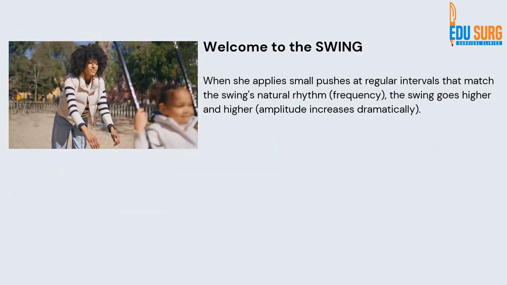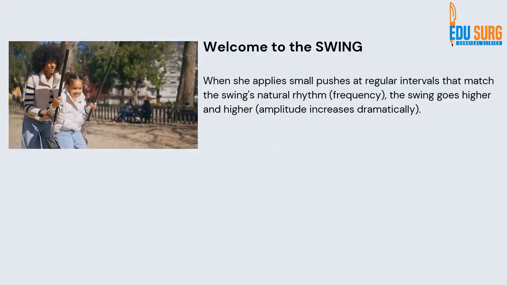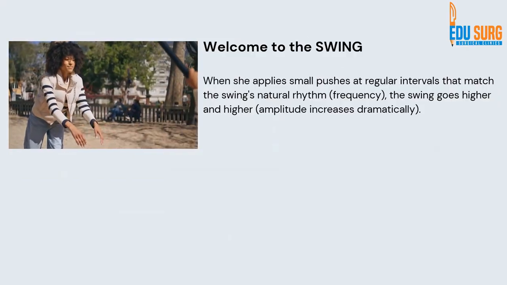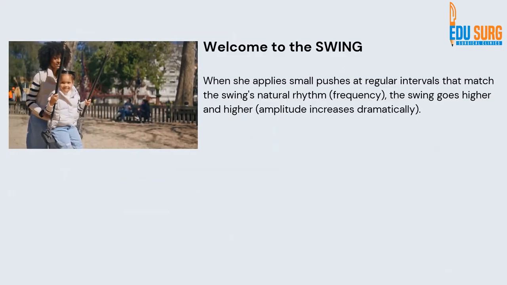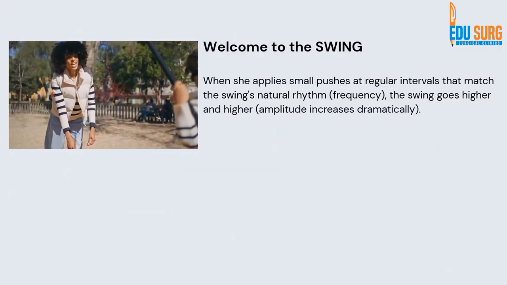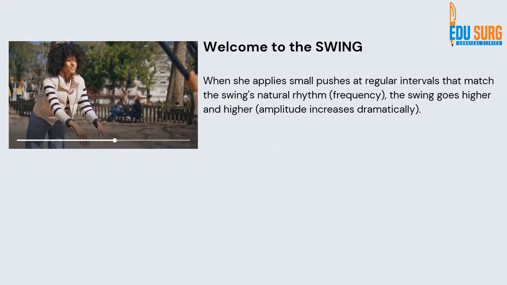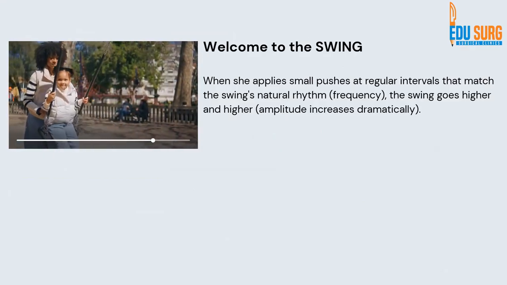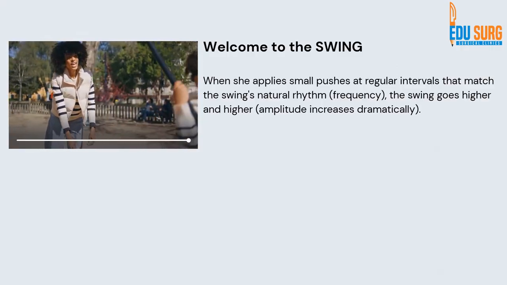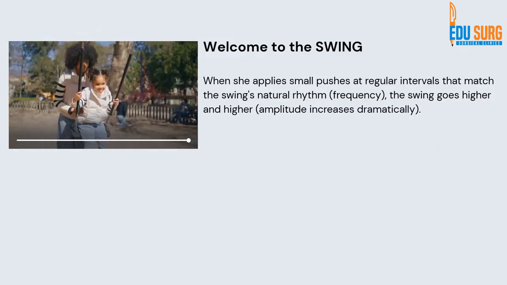So if you don't know what resonance is, welcome to the swing. I am sure all of you have sat on one also. Some of you have done what the lady is doing to the kid. Now understand that when you apply small pushes at regular intervals that match the natural rhythm, the swing goes higher and higher. What that means is that the amplitude will keep increasing dramatically till it reaches its maximum point. So rather than giving jerky movements which do not match the natural rhythm of the swing, if you push it in its natural frequency and just give small nudges, you will see that the swing goes higher and higher.